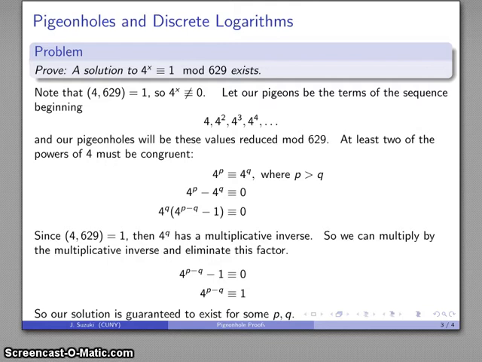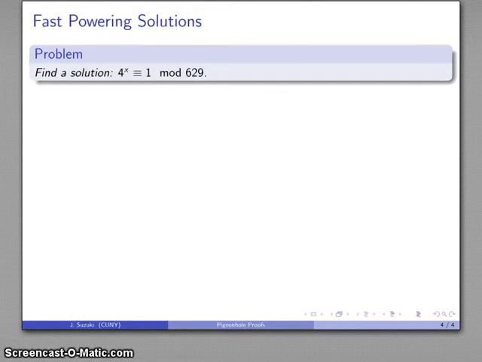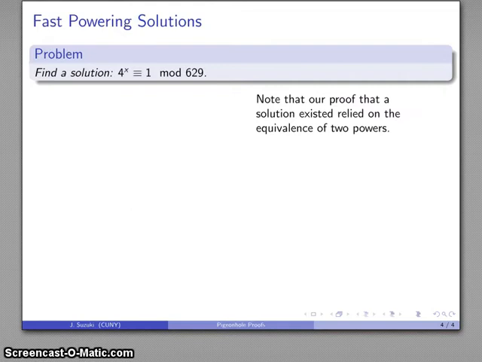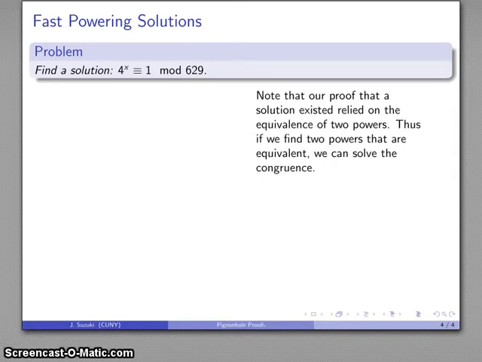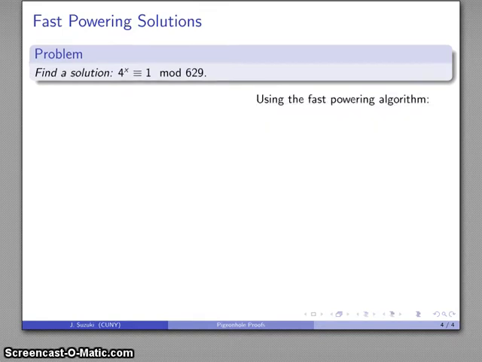Well, again, the purpose of proof is not necessarily to prove something that we would be perfectly willing to accept as true anyway. It's to remind us of things, it's to give us insight into things, and in this particular case, our proof gives us some insight into how we might actually find a solution. So let's take a look at that. Our proof that a solution existed relied on the fact that two of the powers of 4 had to be equivalent, mod 629. Well, what that says is that if I can find two powers that are equivalent, I can solve the congruence. Let's use the fast powering algorithm to see what we can find.